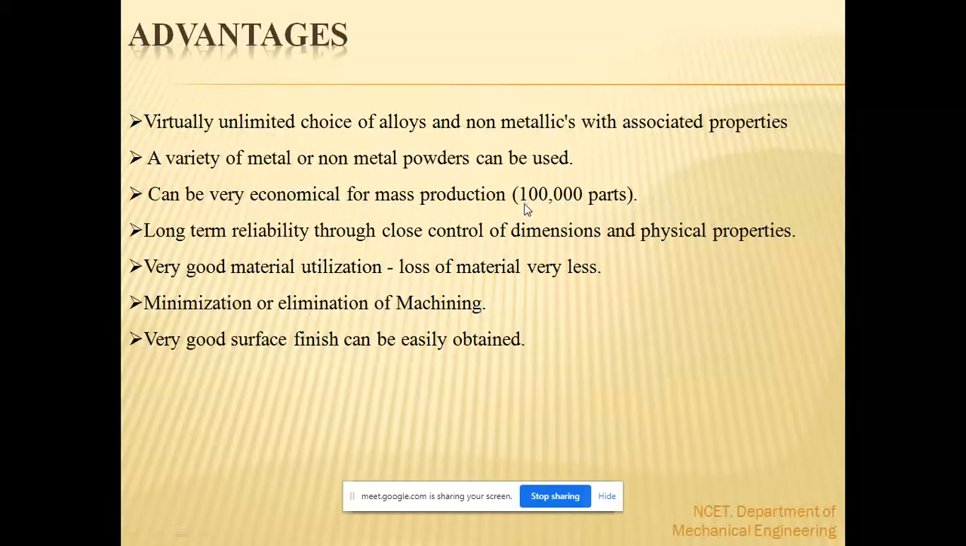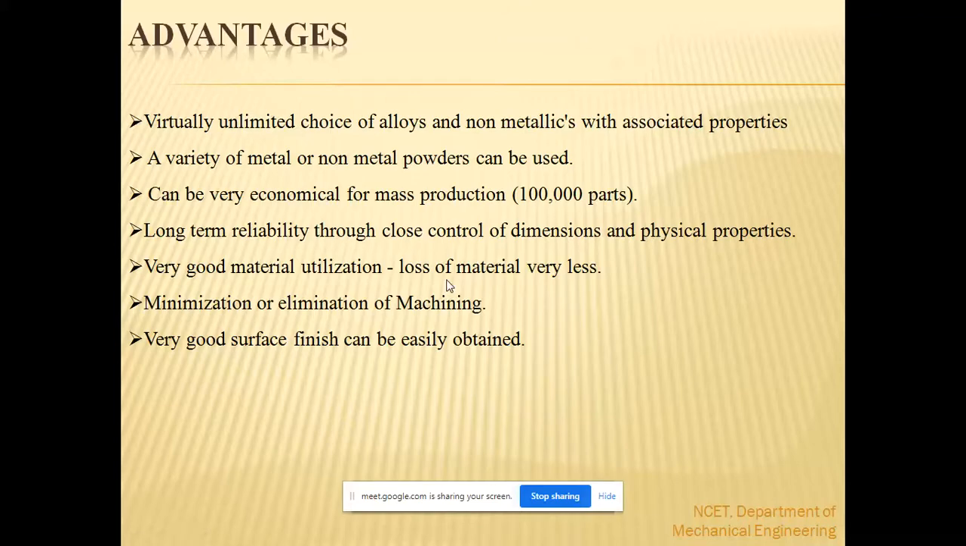Then what are the advantages of this? We can go for many alloys and non-metallics. We can mix alloys, metals, non-metals, whatever it may be, and a variety of metal and non-metallic powders can be produced. We can go for mass production of 1 lakh parts. Then the dimensions can be controlled easily. Physical properties can be controlled, and there is no material loss.